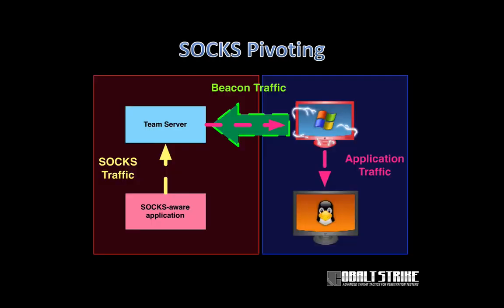One form of proxy pivoting is SOCKS pivoting. SOCKS is a standard for an internet proxy server, and Cobalt Strike happens to have a SOCKS 4A server built into its team server. And a SOCKS-aware application can communicate with this proxy server and have any of its traffic relayed through your various beacon chains to reach whatever target you want.